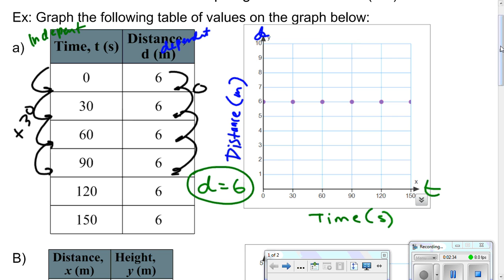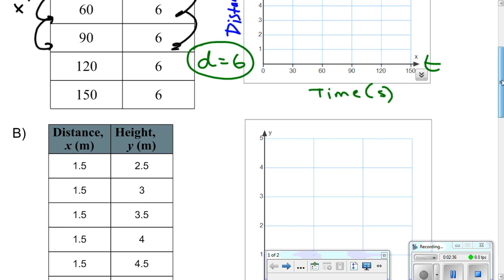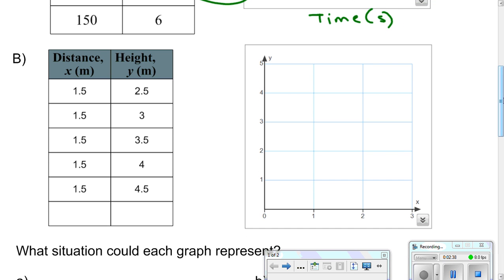It's not changing. So if we look at our second table, again, we have dependent and independent. Distance in this case is independent and height is dependent. So we've got distance, and they're just using x. And then we have height. I don't know why I wrote that up there. That's going to be y.